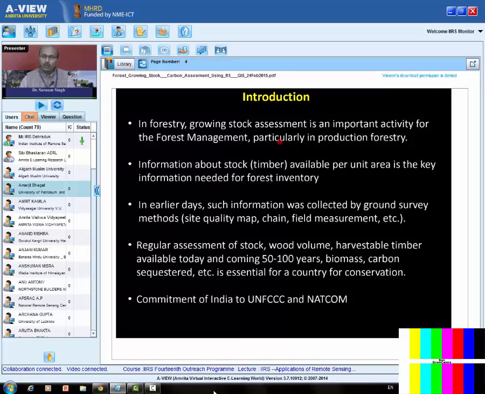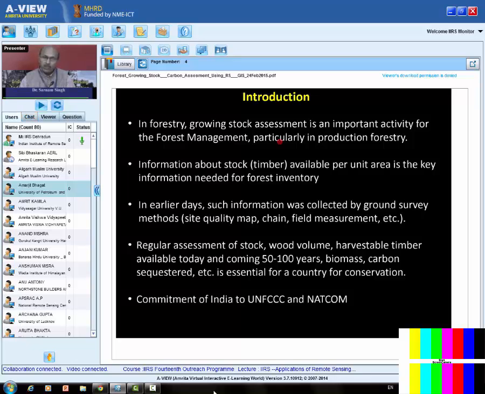People used to go to the field and make all the measurements, use the chain, calculate, and then try to assess the growing stock available there. However, now we have remote sensing and GIS. We'll see how remote sensing and GIS can be used to facilitate the growing stock assessment.